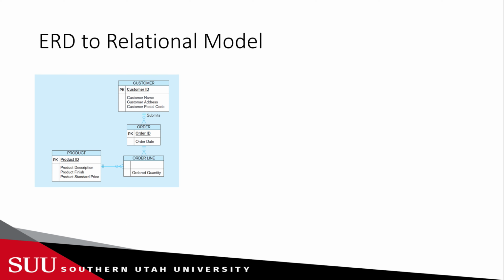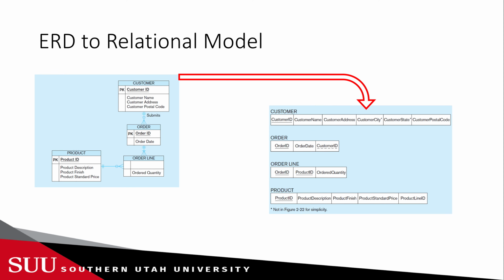Suppose that I have this ERD. I have customer, order, order line, and product. And then I have some relationships and I have some attributes in there. Now this is going to be translated to the following model. Now this is another way to represent the relational model.